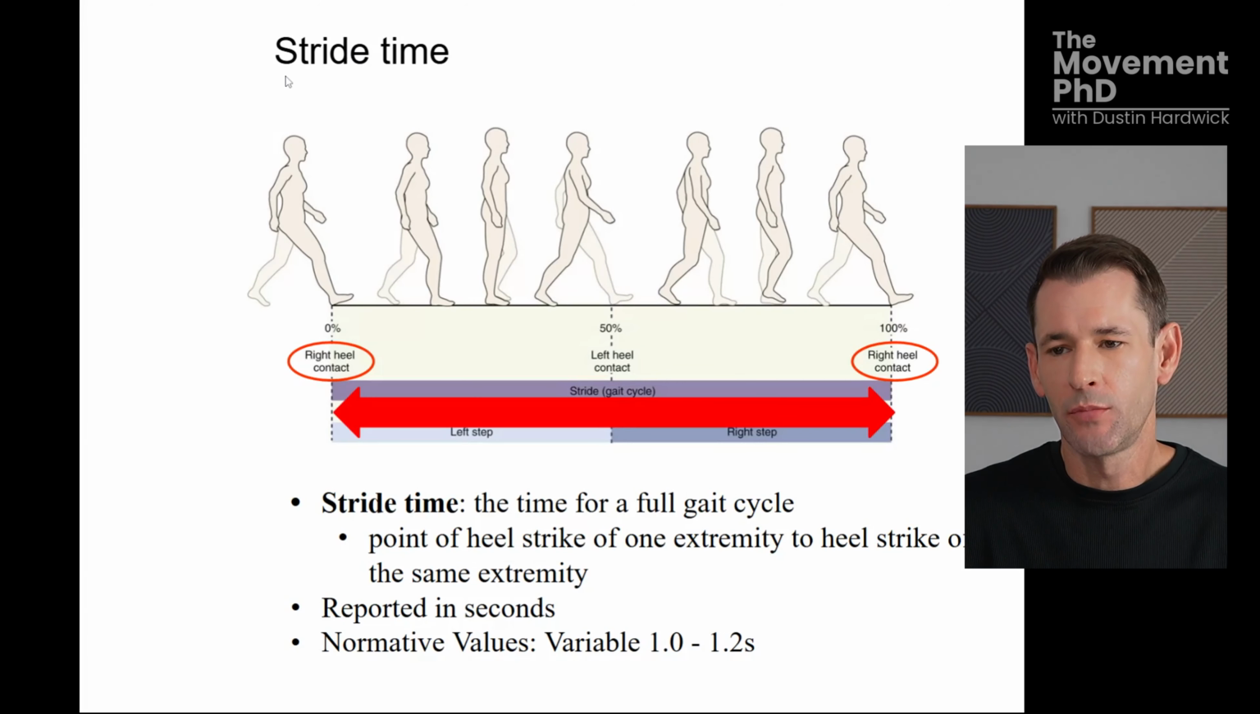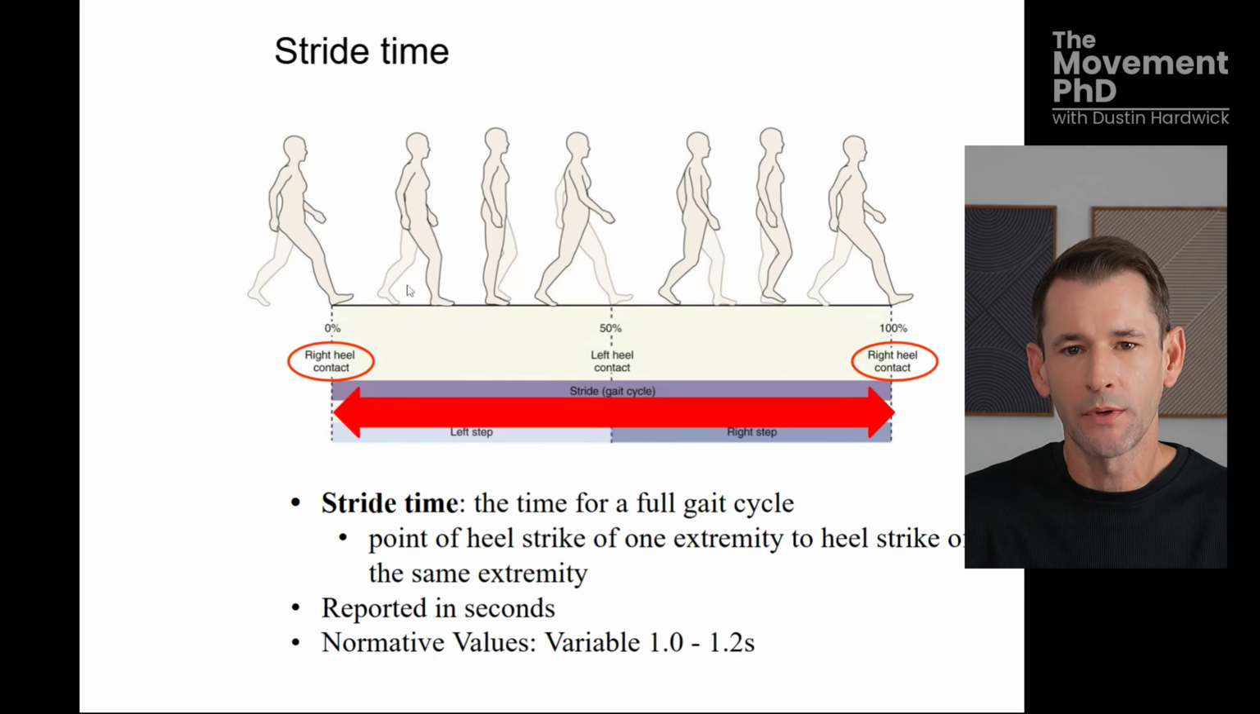The next temporal descriptor of gait is stride time. So stride time is the time it takes for a full gait cycle. So again, that's from right heel contact to the next subsequent right heel contact. Again, this is going to be reported in seconds, and the normative value here is double step time. So we're talking 1 to 1.2 seconds, being a relatively normal value for stride time.